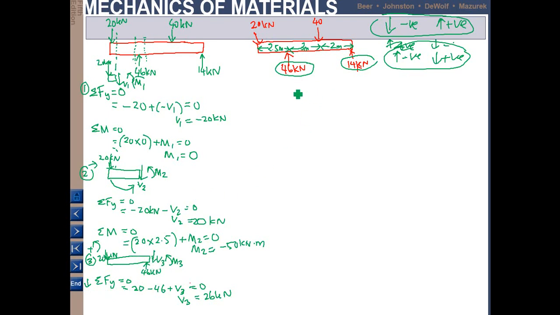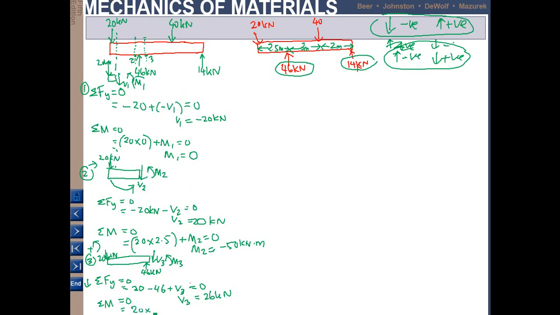Okay, and then at this point you finish V3, and then find the summation of all moments at point 3. This is point 3, this is point 2, equal to 0. So the moment is equal to 20, because the direction will bring this beam to this direction, so it is positive.